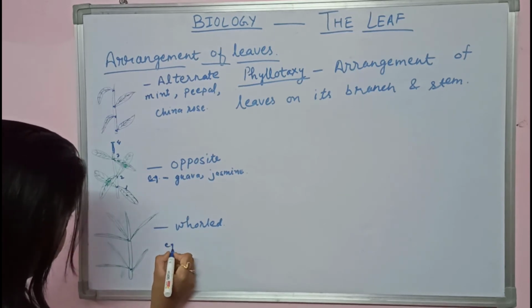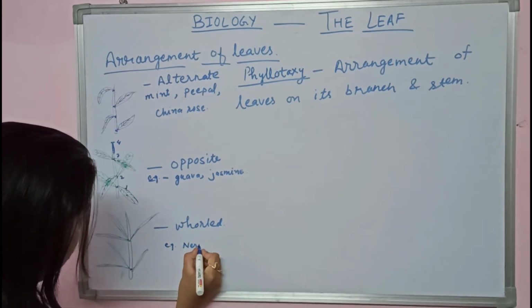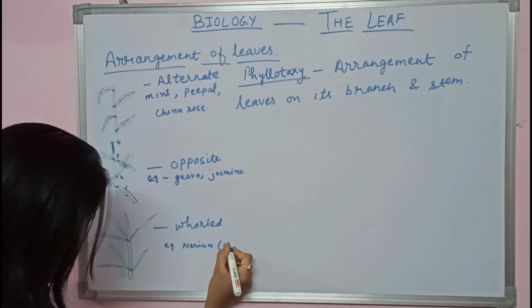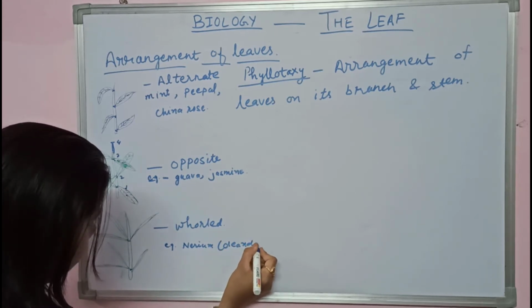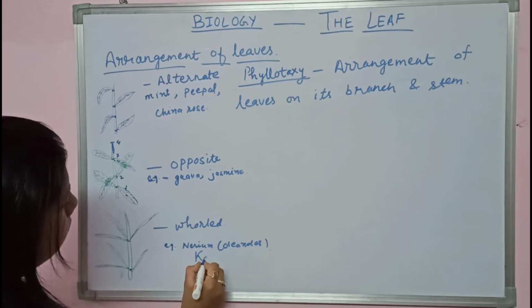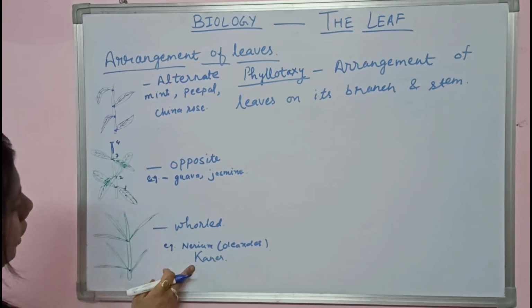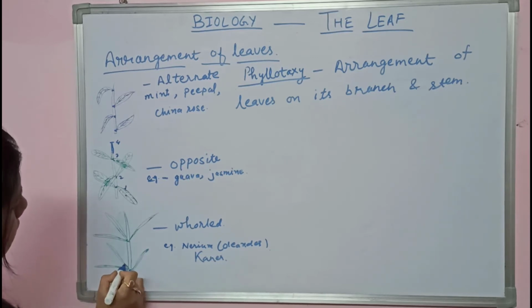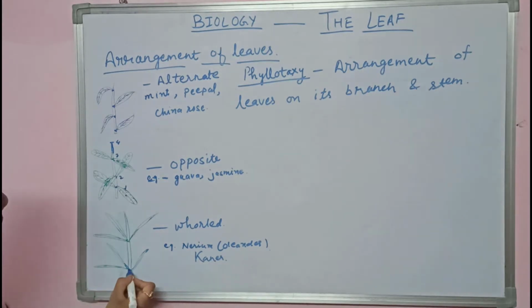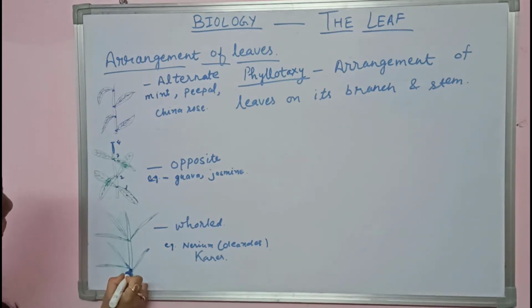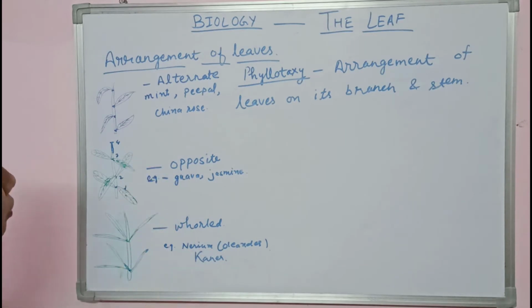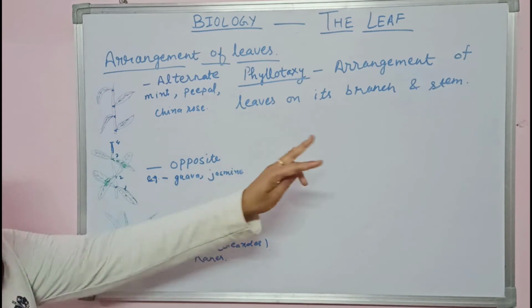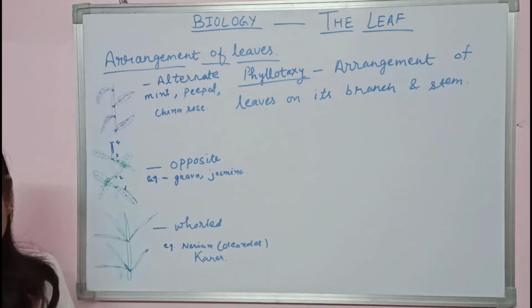This type of arrangement you will find in the plant Nerium, which is called oleander. It is the name of the plant Kaner. In the Kaner plant you will see this type of arrangement. The leaves are spiny, and you will find three leaves arranged, and in some plants more than three, at each node. This type of arrangement of leaves you will find in this plant, and the arrangement of leaves on its branch is called phyllotaxy.